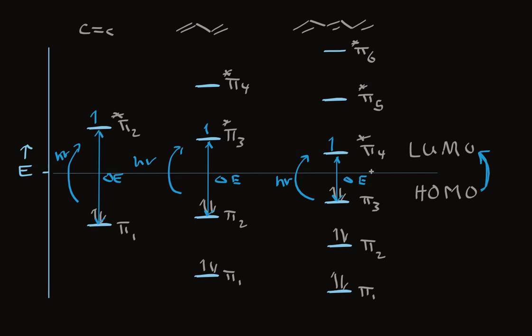So this is all very interesting, and the MO theory explains why conjugated pi systems are more stable, and it also explains why they absorb light and why conjugated pi systems absorb light at longer wavelengths.